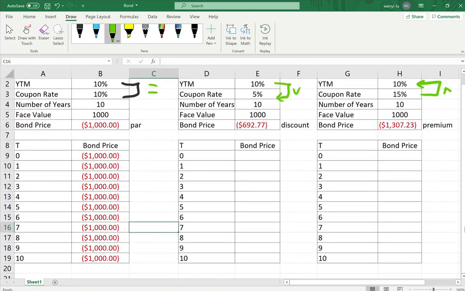Next one: yield to maturity will be more than the coupon rate. Let's see what happens to the price. We still solve the price at time 0 with a rate of 10%.